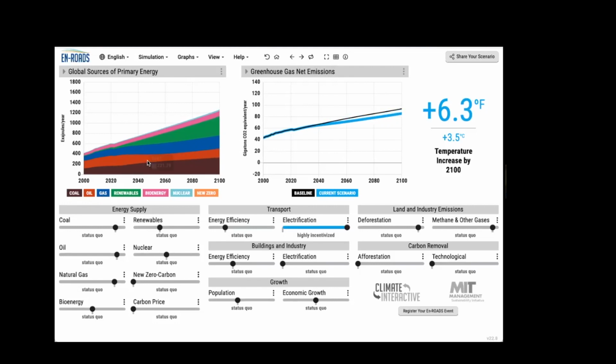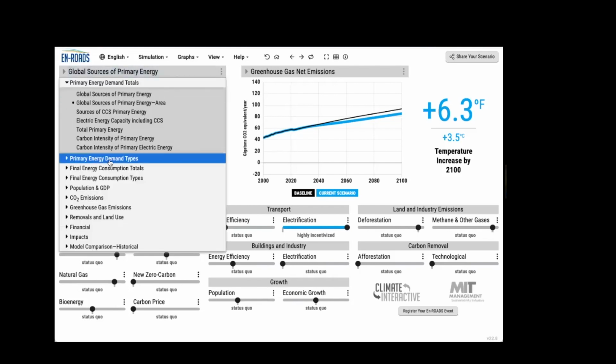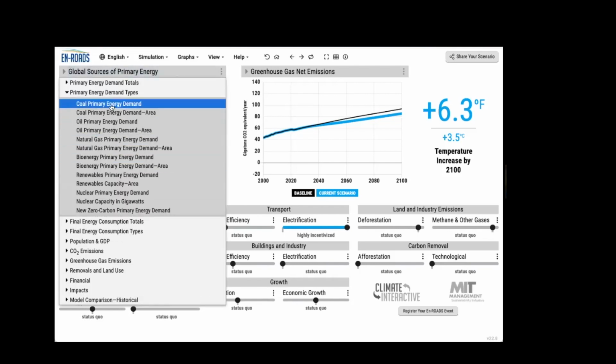And so we get less oil, but if you look here, we actually get more coal. And when you start to think, well, why would that be? Well, if you electrify everything and you don't change anything, you're going to use the cheapest energy source to generate electricity, and that's coal. And as I was mentioning, there's just a ton of things in here that you can go take a look at.